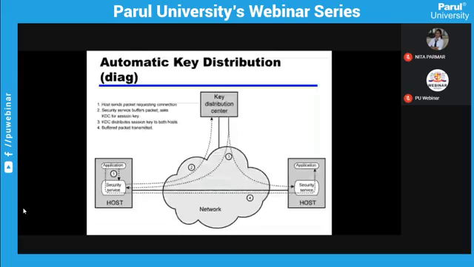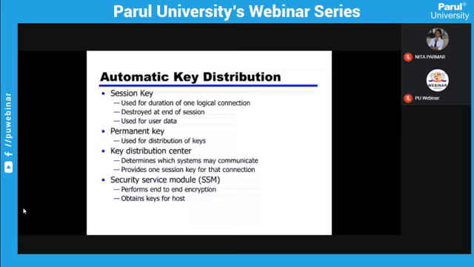So first of all, the host will send packets to every requesting connection. Then the security service will buffer the packets and ask the distribution center for session keys. Then this key distribution center will provide the session key to every host, the sender and receiver, and buffered key transmission will be performed. So in automatic key distribution, the session key is used for only one session, meaning only one logical connection, and it will be destroyed at the end of the session.